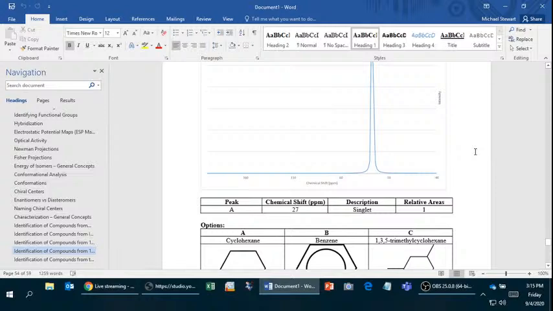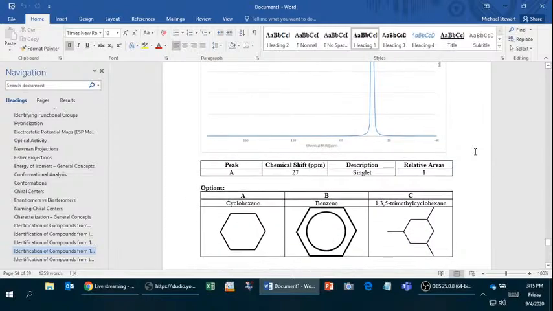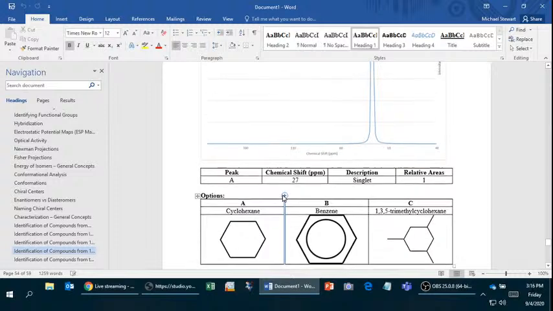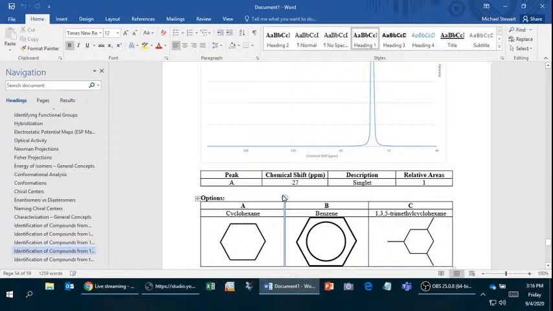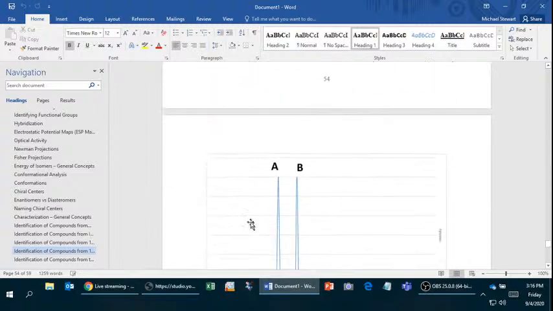The question is, we have a chemical shift at 27. It's a singlet. We have relative areas of 1. So if we look at the 3 compounds A, B, and C, we have cyclohexane, benzene, and 1,3,5-trimethylcyclohexane. Well, the 1,3,5-trimethylcyclohexane is not going to have one peak because we've got a methyl group, we've got a methylene group, we've got a methine group. So that's out of the options. This leaves us with A and B. And the issue with B is that if you look up a table of NMR chemical shifts, which you have access to, you'll see that benzene rings are shifted down here, below 60. So the only compound that this is consistent with is cyclohexane.